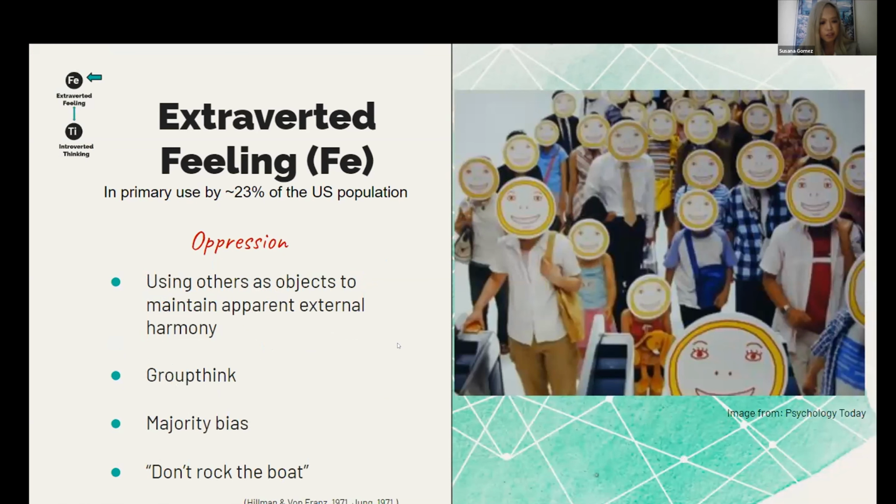Overvalued or used defensively, extroverted feeling can look like attempting to use others as objects for the purpose of maintaining perceived group harmony, groupthink, conformity, being afraid to rock the boat, excluding people perceived to disrupt harmony. Consider someone being stereotyped as, quote unquote, an angry Black woman when she attempts to use her voice. Or think of the times when you or someone else might have been afraid to say the quote unquote wrong thing at the expense of a rich dialogue.